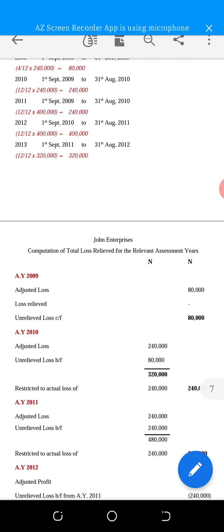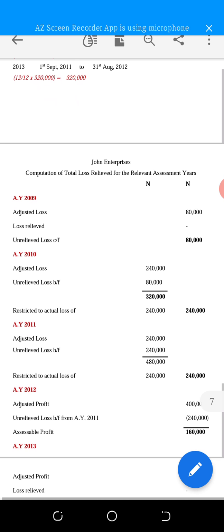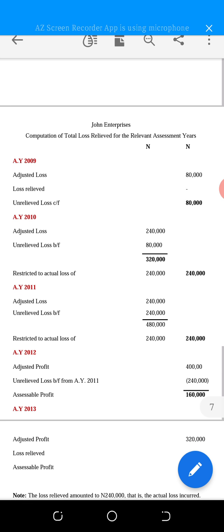Now remember our rule, which says that loss relieved should not be more than the loss incurred. If you check the adjusted loss in 2010 plus unrelieved loss in 2009, that will give you 320,000, which is above the actual loss incurred, which is 240,000. So here we have to restrict to actual loss incurred, which is 240,000. That's in 2010. Unrelieved loss is 240,000.